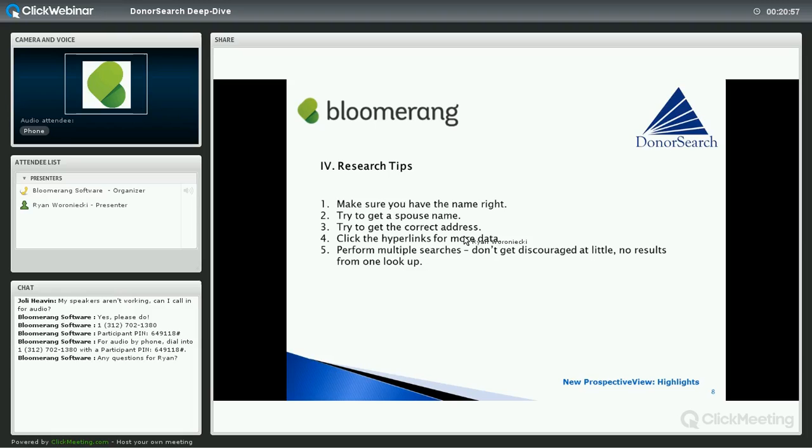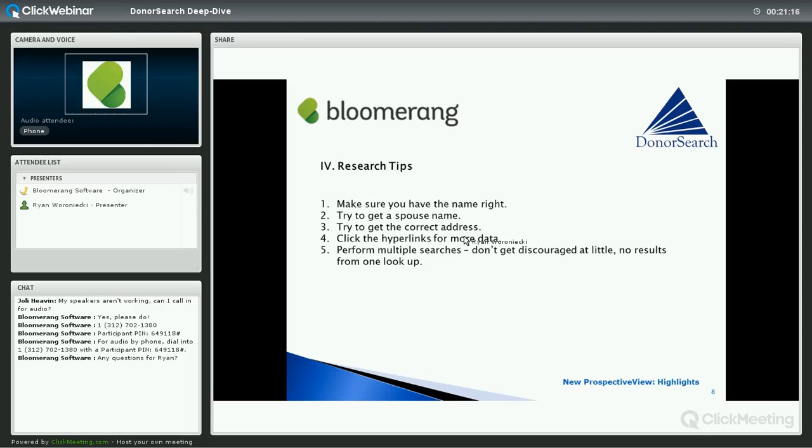Try and get a spouse name. If you can get a spouse name, the data is going to be even better. Try and get the correct address. When you can plug an address in, it's always going to do better. Frankly, we're not going to find a piece of real estate without at least the zip code, because otherwise it's a whole bunch of guesswork.